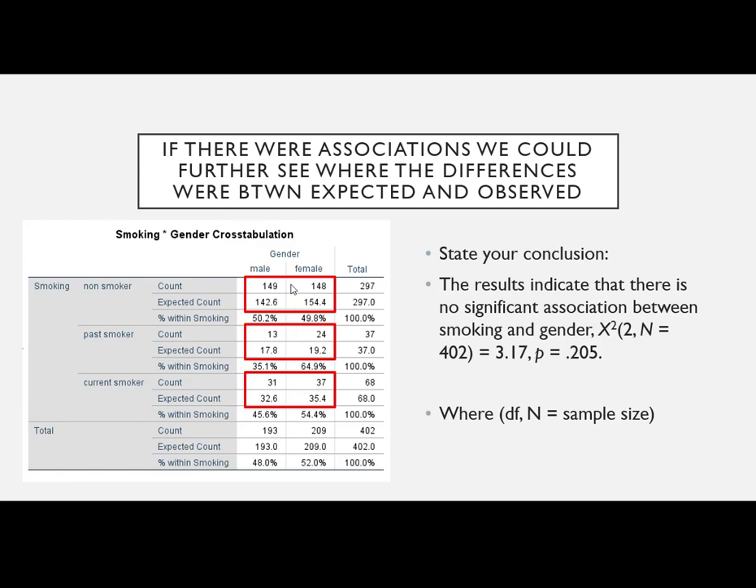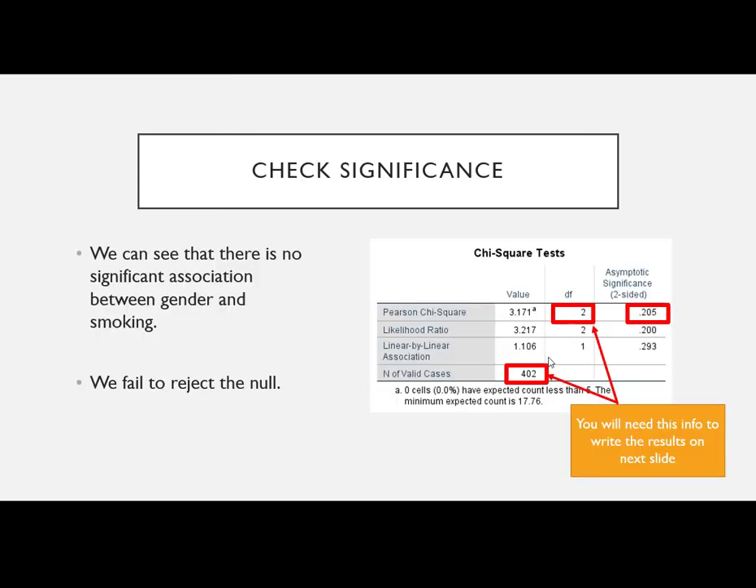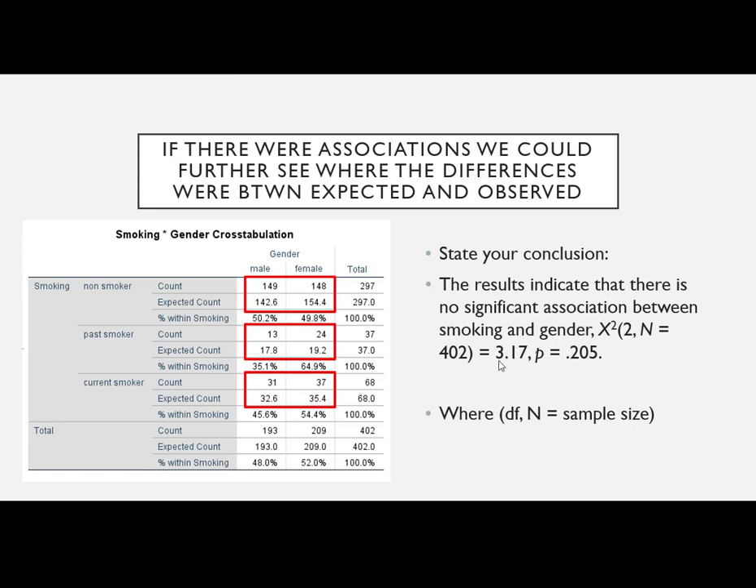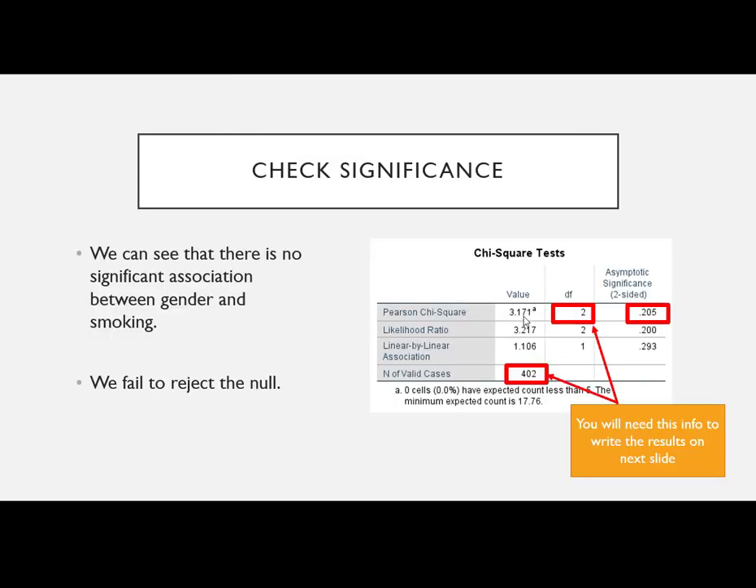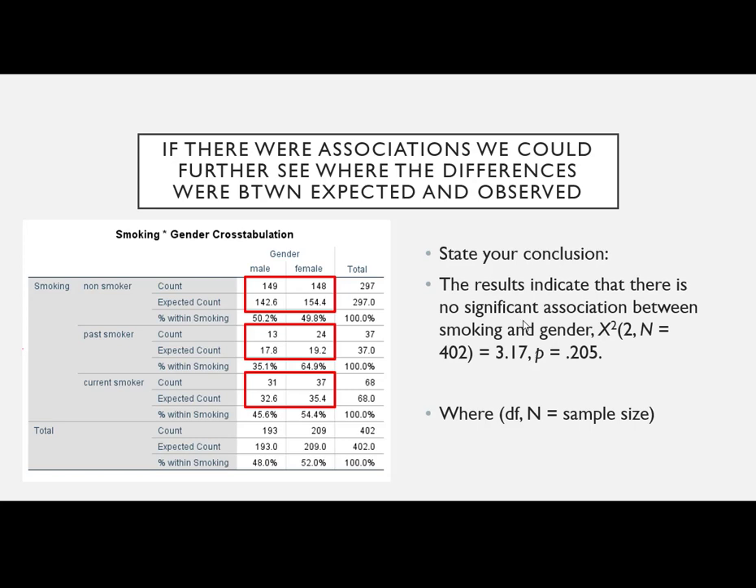This is kind of like doing the LSD post-hoc when we do an ANOVA, like, okay, so there's a difference, but now where is the difference? This will tell you. So the results indicate that there is no significant association between smoking and gender. Here's my chi-square, 2 degrees of freedom. Got that from here, 2 degrees of freedom. N of valid cases is 402. Our chi-square value was 3.17, and our p-value is 0.205.